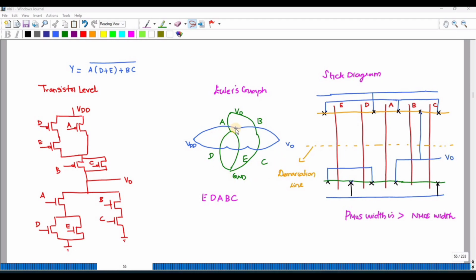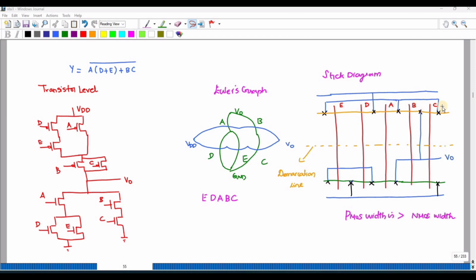So this is how we have to select the path. So I have chosen this path EDABC. Okay. So first you have to draw the supply. Okay, this is your supply and this is your ground, and next you have to draw the PMOS, followed by NMOS. NMOS should be in green color, and you have to draw the polysilicon. Okay, polysilicon should be in the red color, that is EDABC. You have to draw like this.